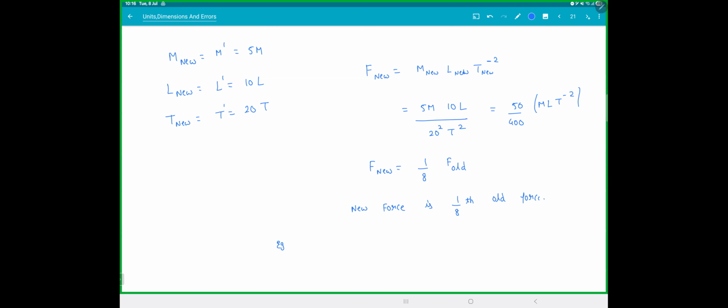Example, let's say the force is 80 newtons. In the new system, this force is called 10 newton dash. You're getting it? So 80 newtons in the old system is 10 newtons in the new system. Is that making sense? That is the relation between the old force and the new force. What you call 80 newtons, I will now call 10 newtons. Again, same story.